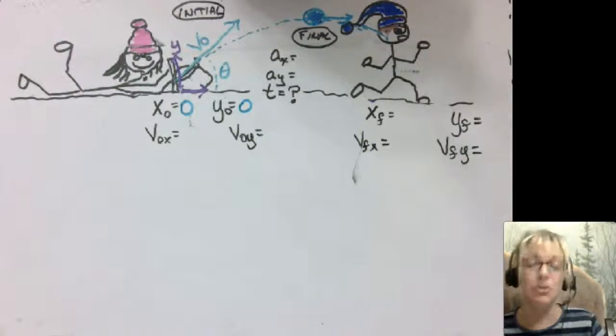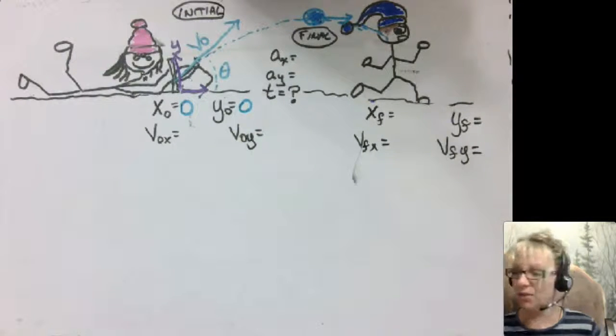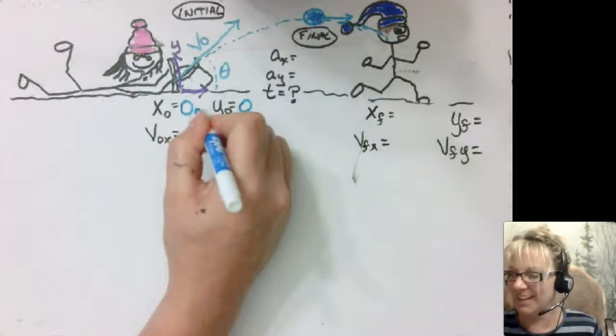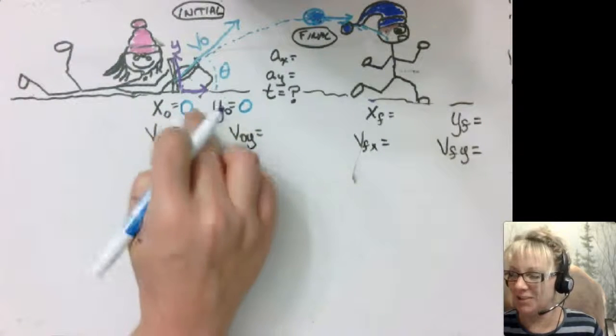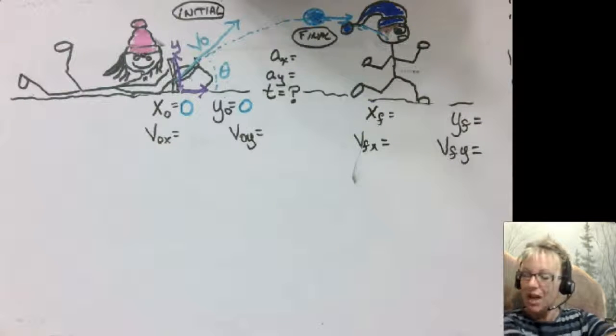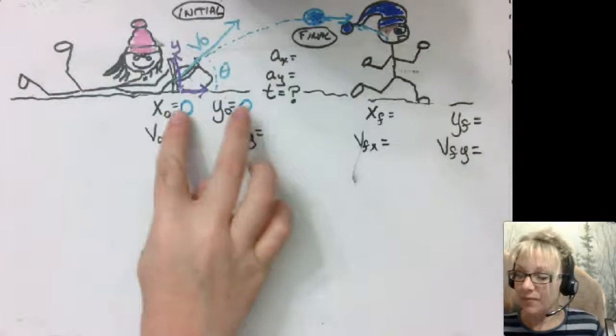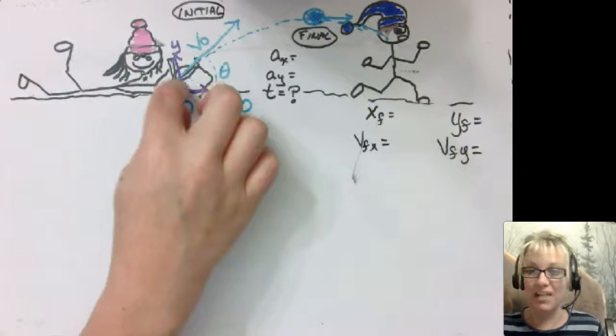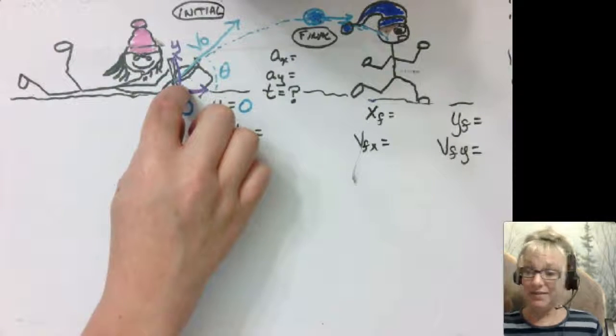Now I'm not going to put units here because we're not even working with numbers. I don't want us to get those units confused with variables. So here my position is 0, 0 because I said I want it to be. All right.